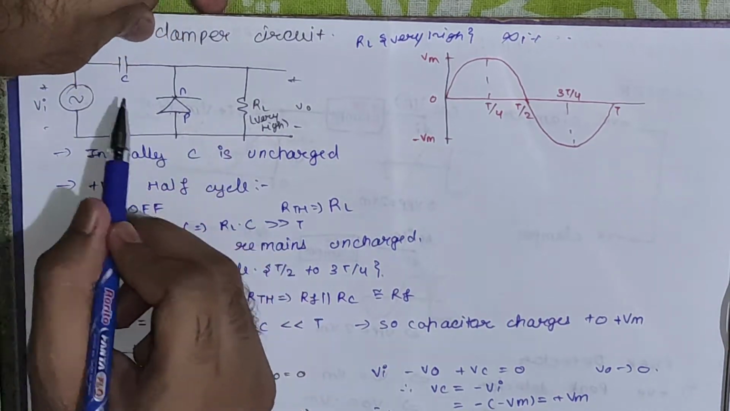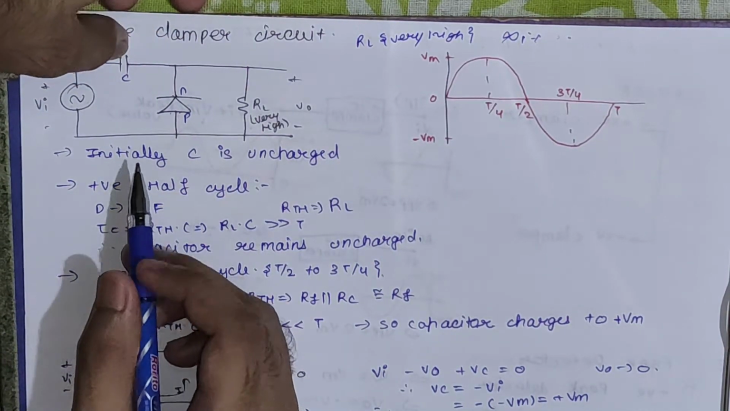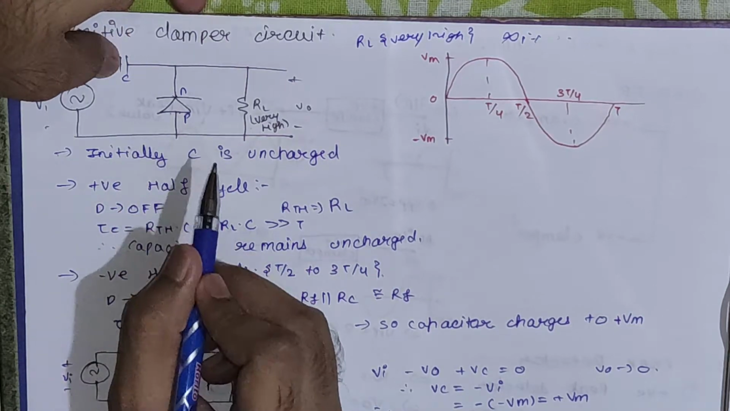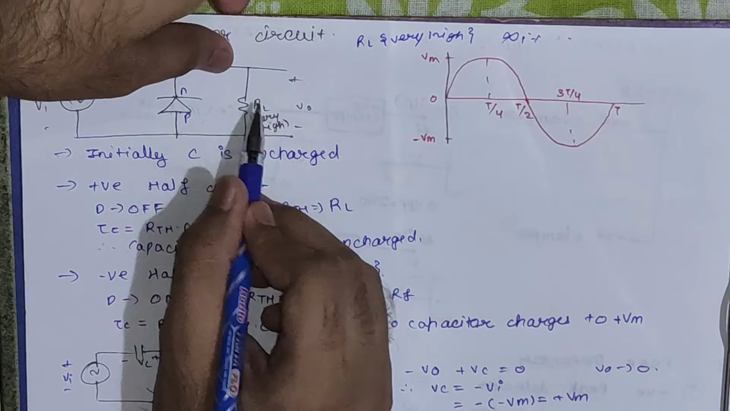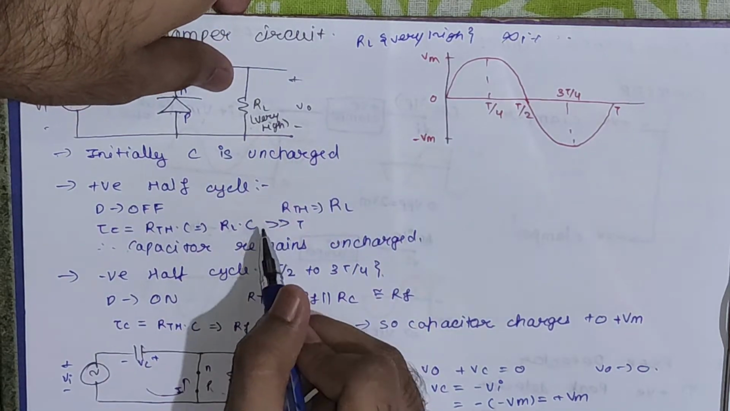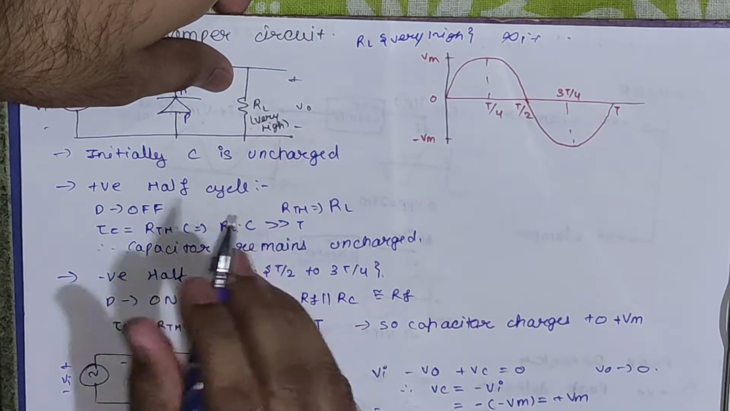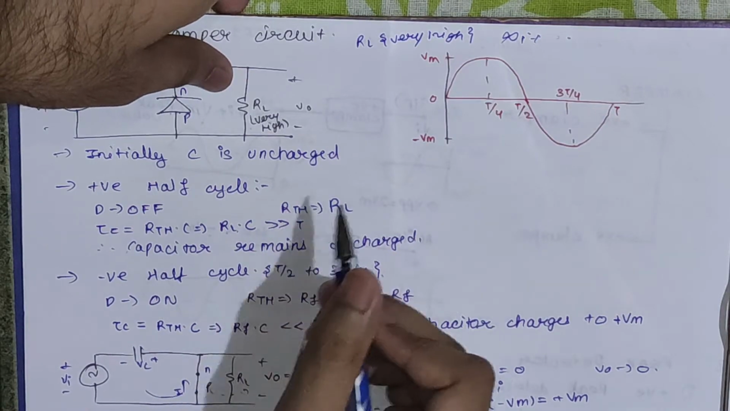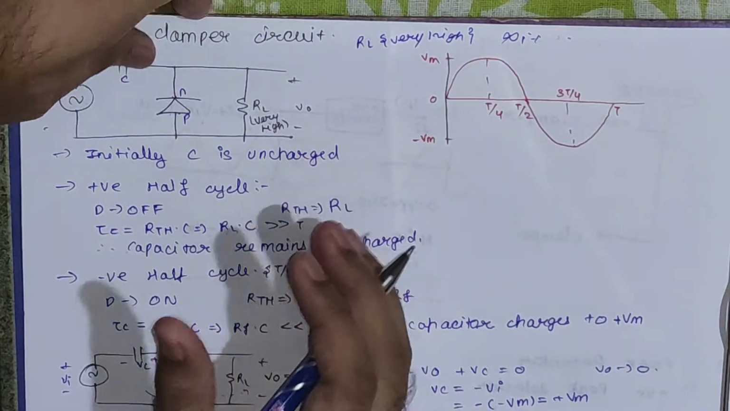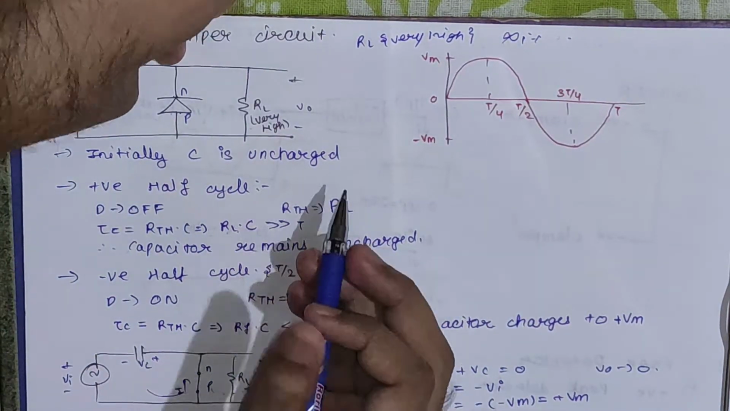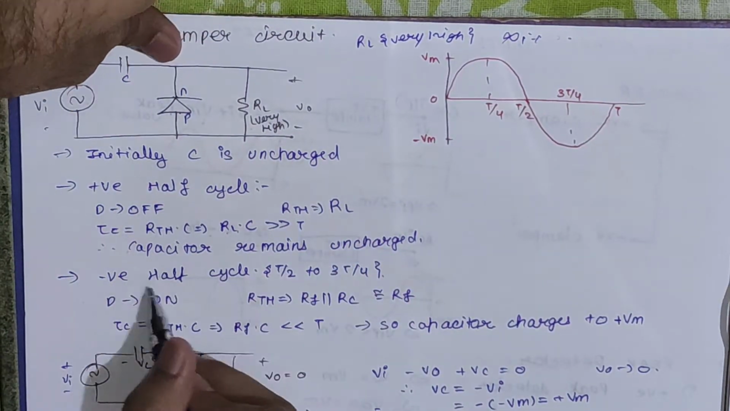If we find the charging time constant, tau c will be RTH times C. Here RTH is just RL, and RL is very high, so RL times C will be much higher than the time period of this input waveform. So we can say the capacitor won't charge in this phase. Now let's see the negative half cycle.